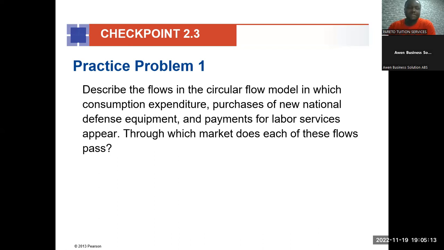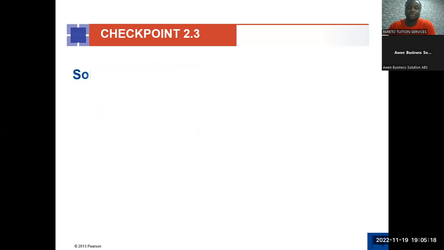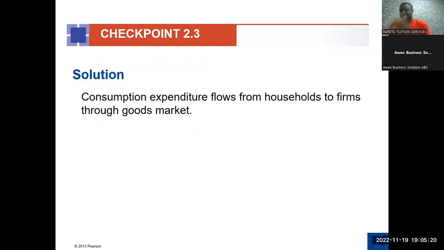So if you take the first one, consumption expenditure, that one is done by the households. It's done by the households and then it moves to the firms. When do we incur consumption expenditure? When we buy goods and services. So the households will buy goods and services from the firm. They have to pay expenditure, and this is done through the goods market.